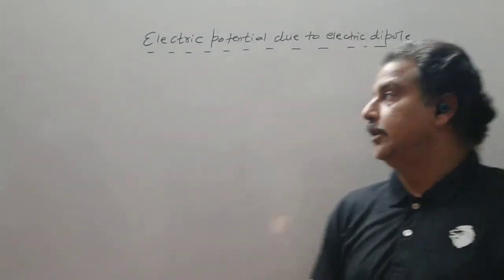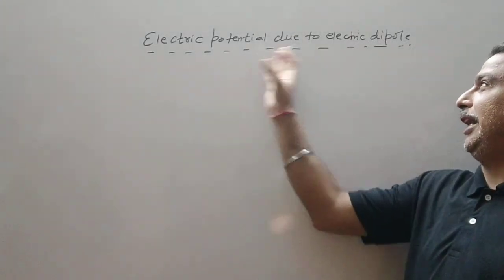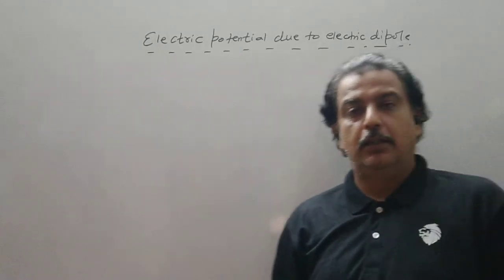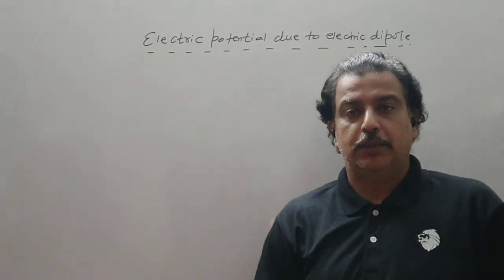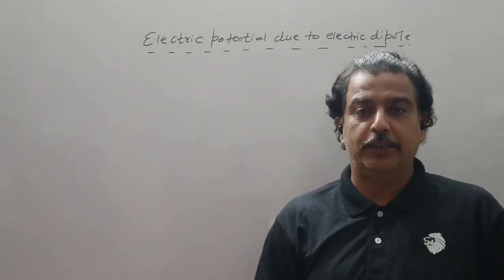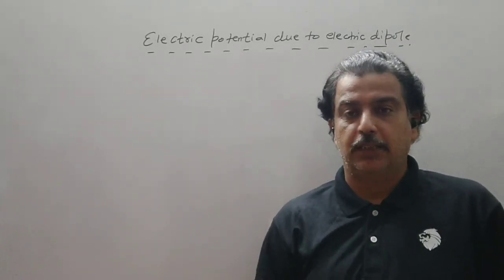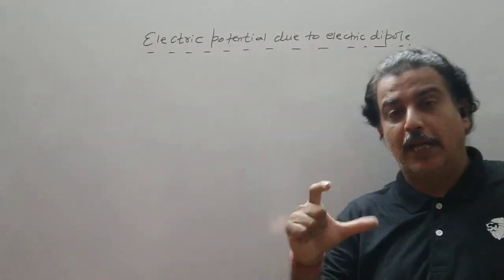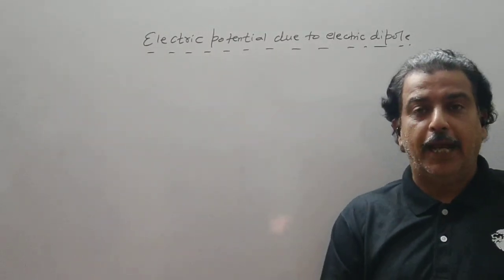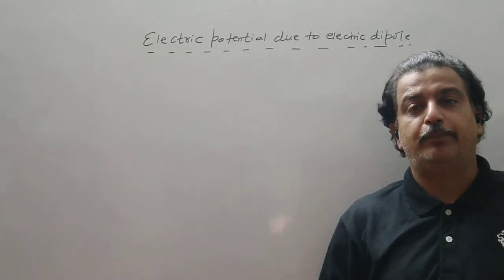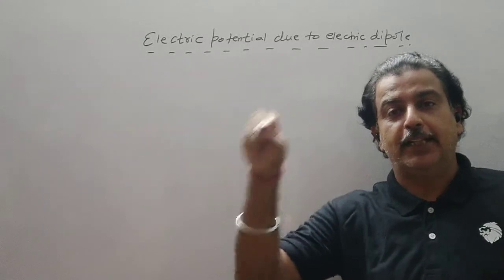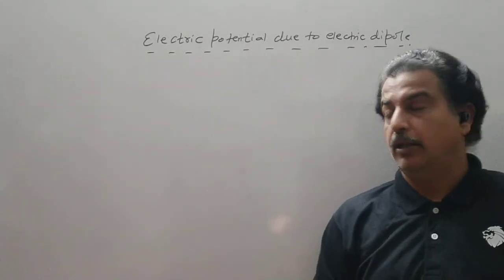Hello students, our next topic is electric potential due to electric dipole. The previous topic was electric potential due to point charge. The source was a point charge. Now we have to find out the potential due to dipole. Now dipole is a source and we will bring a unit positive charge from infinity to a point in the field of a dipole.